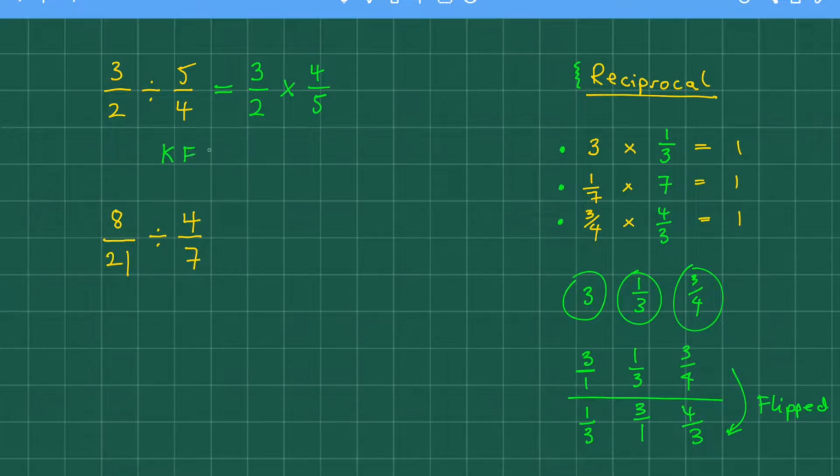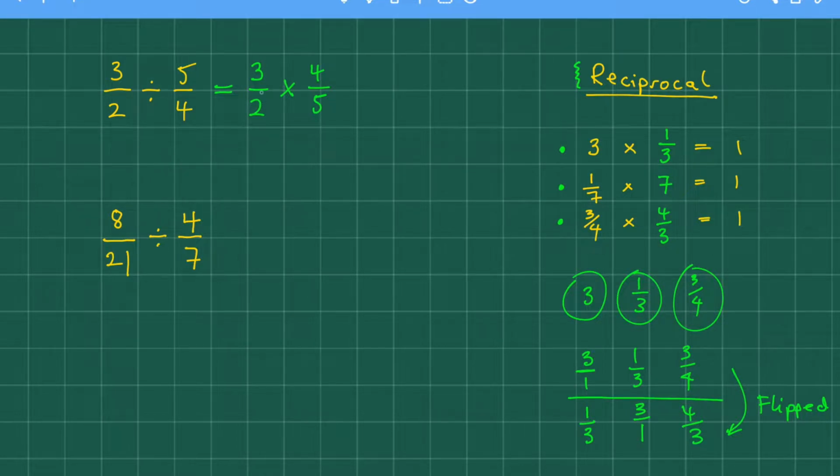Keep, flip, change. I make no reference whatsoever to any other thing that might be very popular with regards to K, F, and C. To me, they're just letters, which means keep, flip, and change. Although I never really agreed with that order, and I think you'll see you keep the first, you change the sign, and then you flip the second fraction. So it should be KCF, but you decide which one is easier to remember for you.